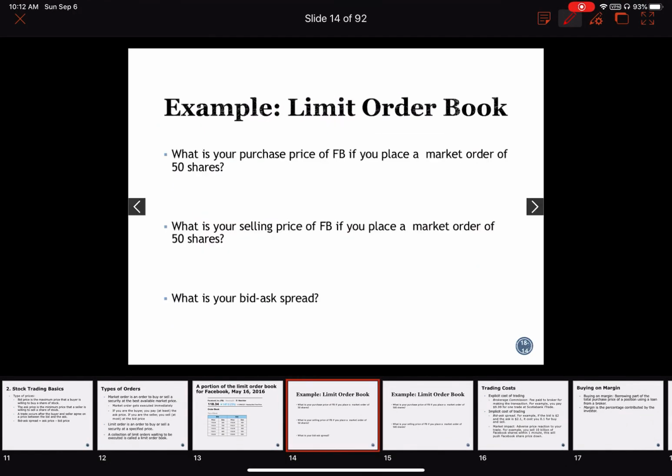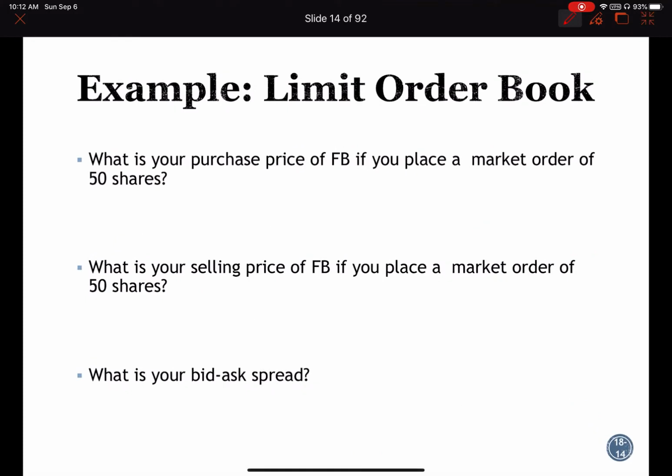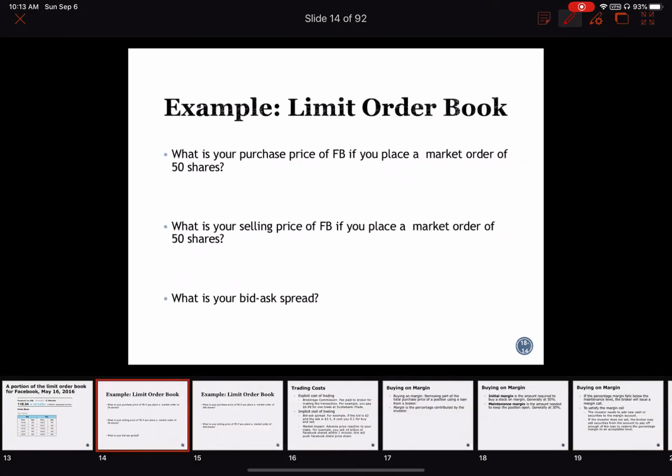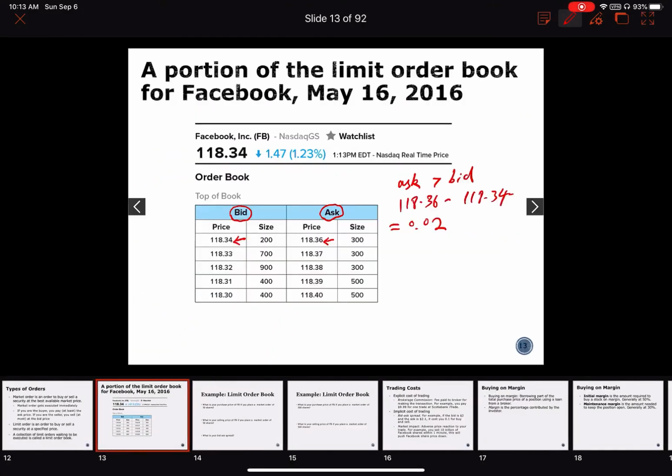Okay, now let's look at this example. I think this is a very helpful example. Now, the first question is, if you look at this limit order book, remember, a limit order book is a collection of limit orders waiting to get executed. And these are all limit orders. Why are these limit orders? Well, because these orders are waiting to get executed.